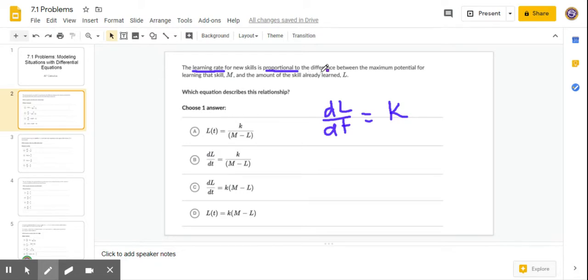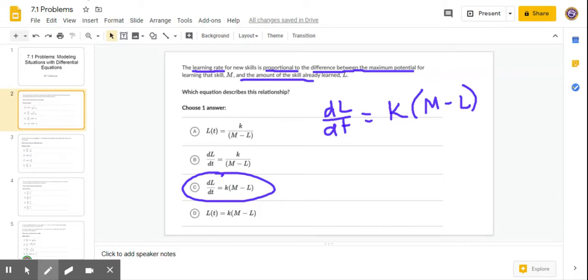So it's proportional to the difference, meaning subtraction. So the difference between the maximum potential and the amount of the skill already learned. So just take it apart piece by piece and kind of write the sentence as an equation. And this one is C. So C is the answer here. And that's it. So let's move on to the next one.